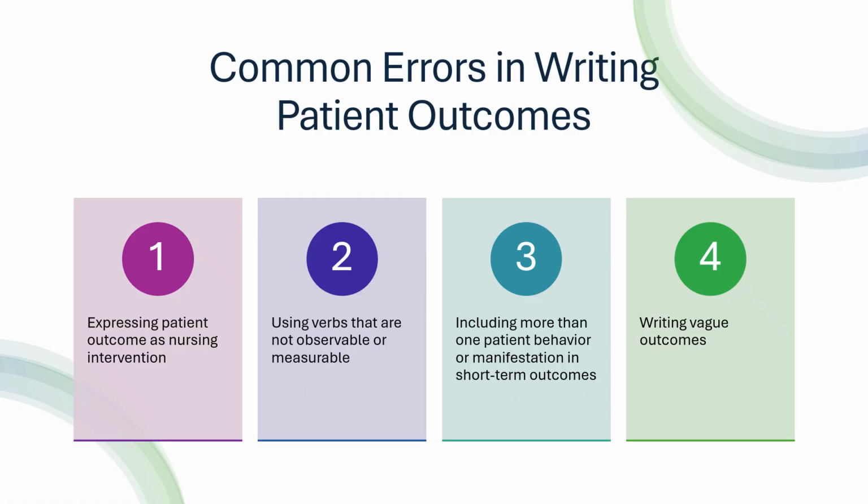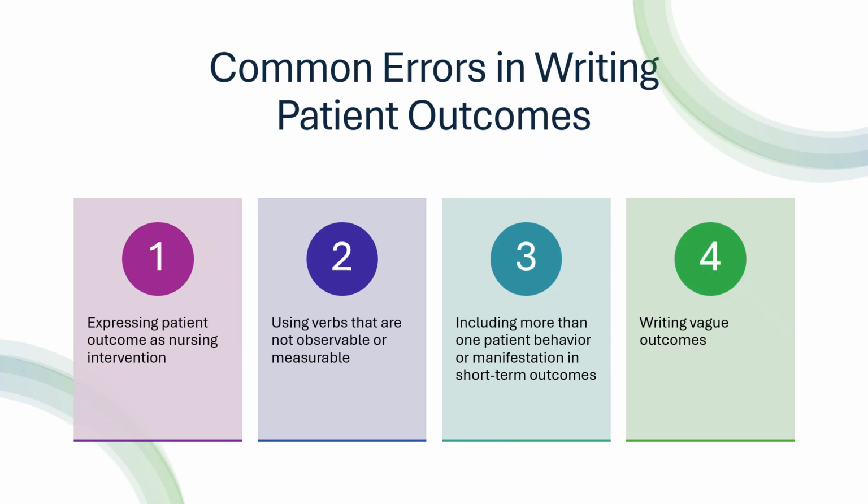When writing patient outcomes, clarity and measurability are the key. Let's go over some common mistakes and how to fix them. First up, don't confuse an outcome with a nursing intervention. For example, offer Mr. Meyer 60 milliliters fluid every 2 hours is not an outcome. That would be an intervention. The correct way to write an outcome would be Mr. Meyer will drink 60 milliliters of fluid every 2 hours while awake, beginning 11/12/25.